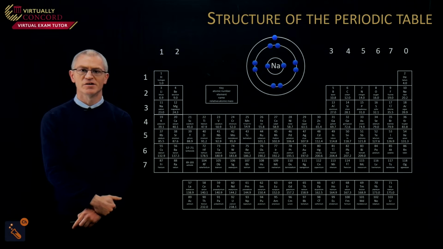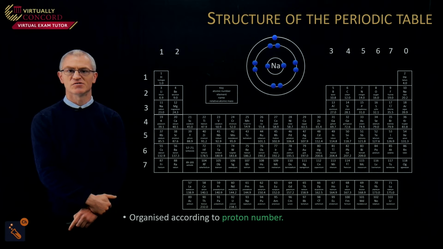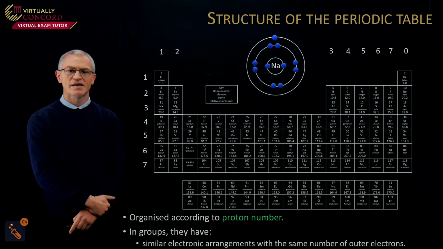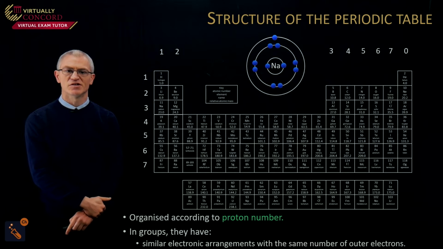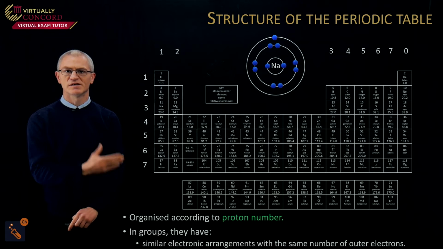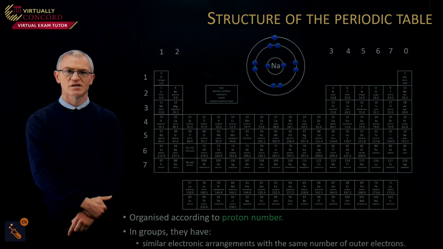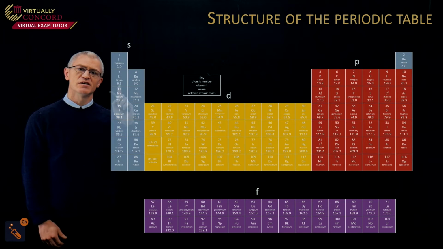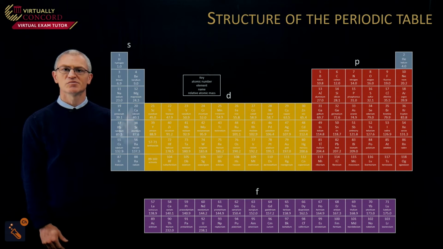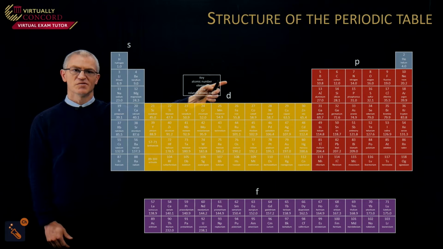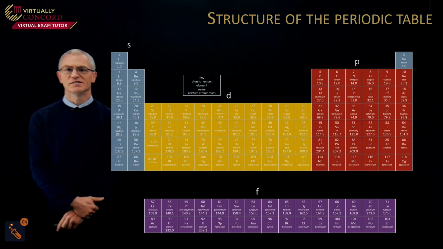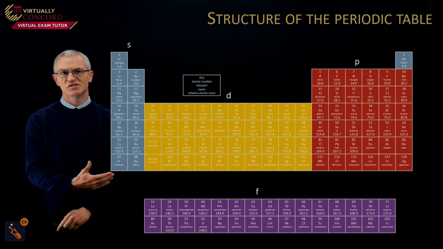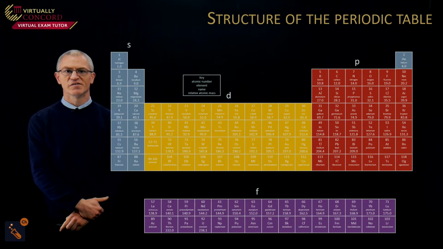Now, just worthwhile reminding ourselves that the periodic table is organised according to proton number, and as we just said, groups have similar electron arrangements with the same number of outer electrons. Now, if you look here, again done in a previous video in terms of electron configurations, we have blocks as well in the periodic table. We have the S block, the D, and the P, and we have our F underneath, all coloured here. And you should be able to do electron configurations by now of elements within those blocks.